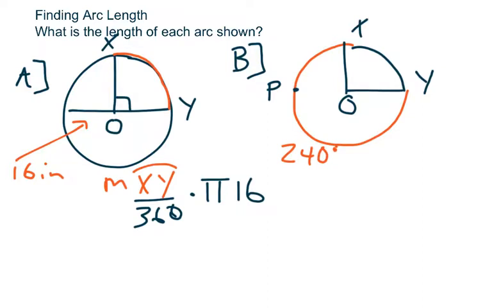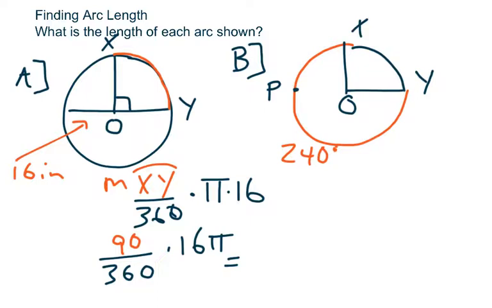First, we find the ratio of xy over 360 times pi times 16. That's how we set up our equation. Since we see that we have a right angle, we know that the measure of arc xy is 90. So we substitute 90 for xy. Now we have 90 over 360 times 16 pi.